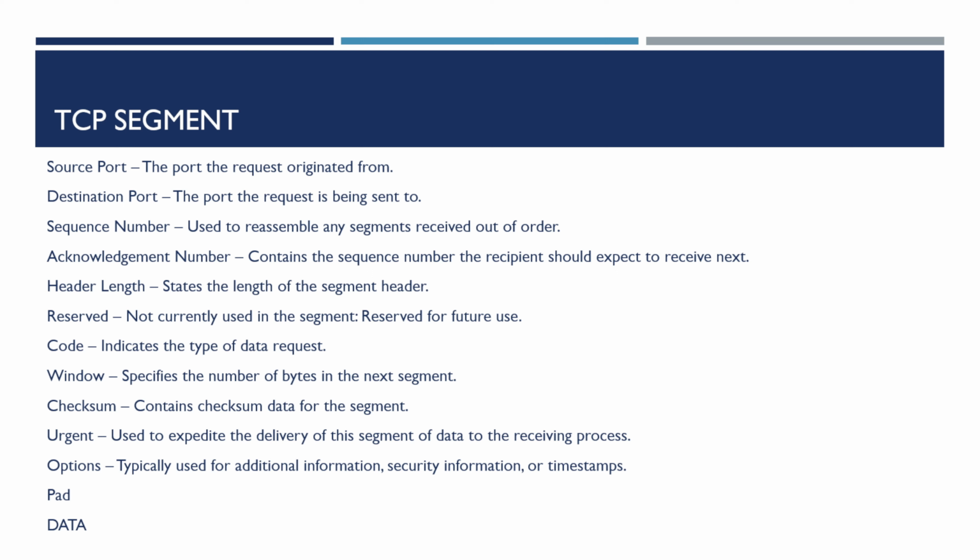Options is typically used for additional information, security information, or timestamps. Again, when we're talking encryption, timestamps are super important. When we embed those into the TCP segment, we're ensuring that packets didn't age during transit and aren't invalid now, stuff like that. The pad ensures the segment header is a multiple of 32 bits. Again, we saw this with the layer 3 packet. Data, again, is the actual segment data that functions at the next layer, the session layer.